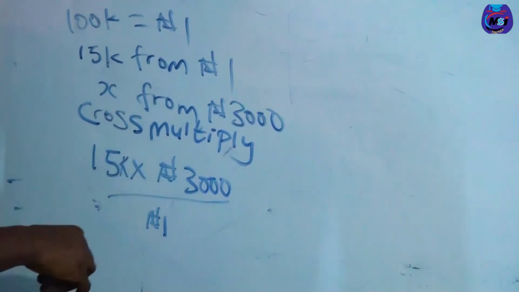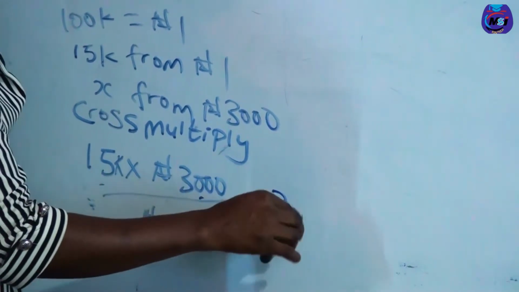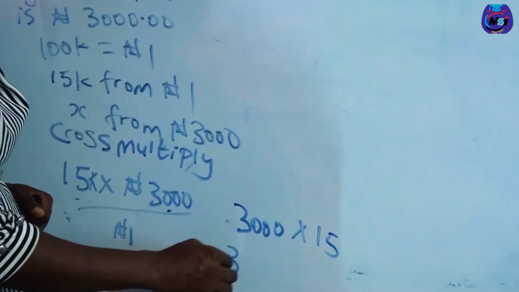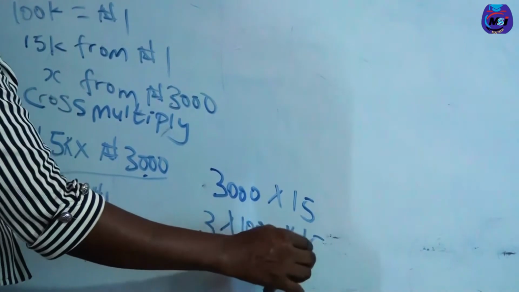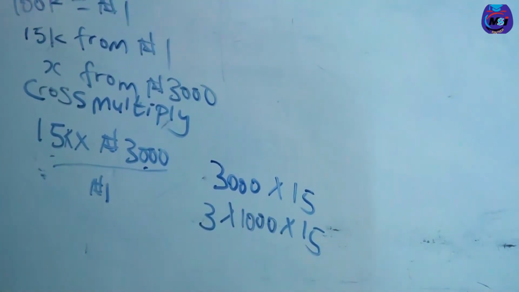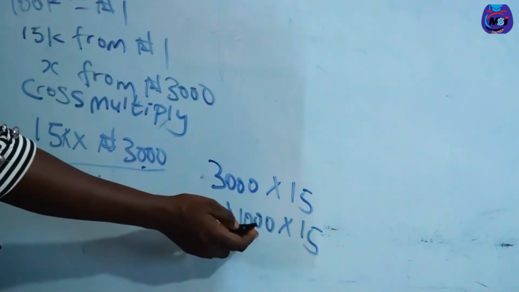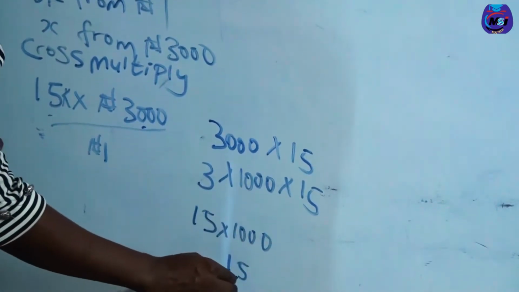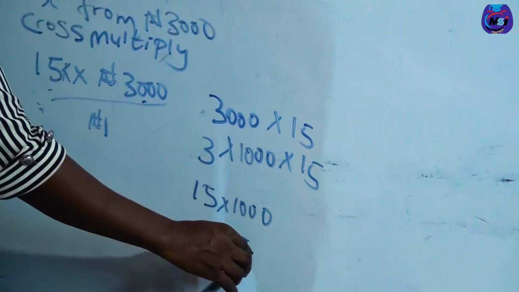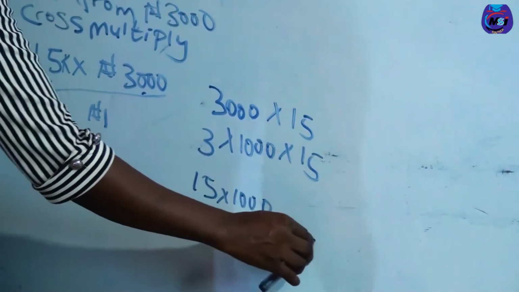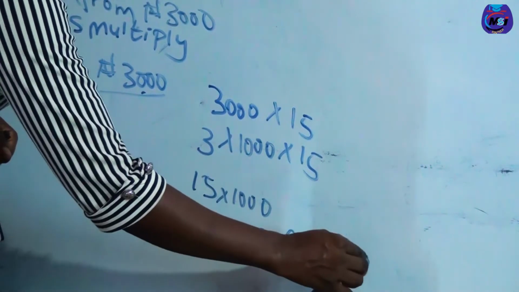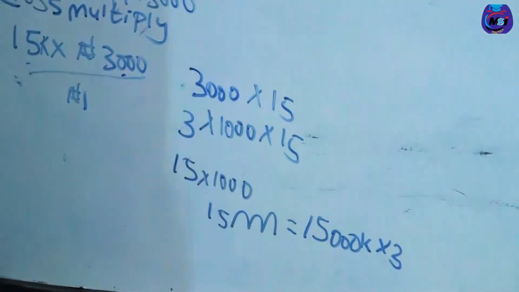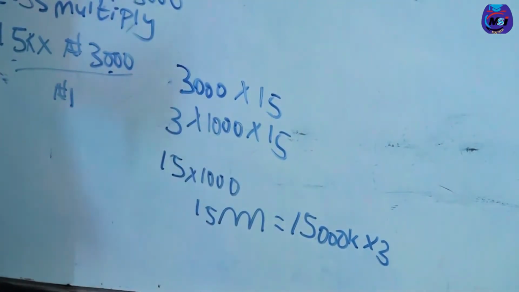Okay, so 15 times 3,000, 3,000 times 15. We could do 3 times 1,000 times 15 to make it easier for us. So we can move 15 times 1,000, move 3 times, invisible point here, 1, 2, 3. This is 15,000 kobo. Now times 3. 15,000 kobo times 3.